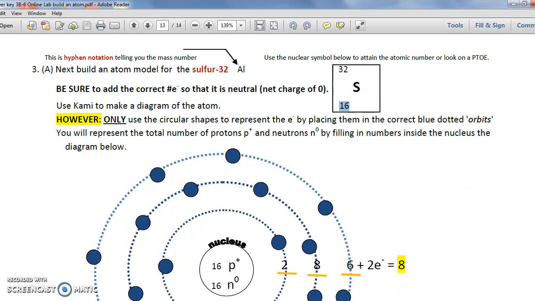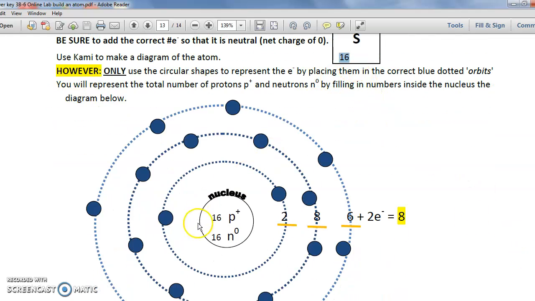If it has 16 for its atomic number, that means there's 16 protons in the nucleus. The total particles in the nucleus is 32. So if it has 16 protons, it must have 16 neutrons, because 16 and 16 is 32. If sulfur starts off with 16 positive particles, they need to be offset by 16 negative particles, which we call electrons, in order for the atom to be neutral.